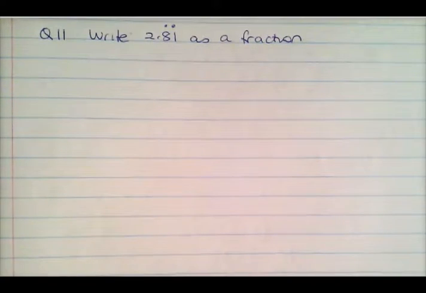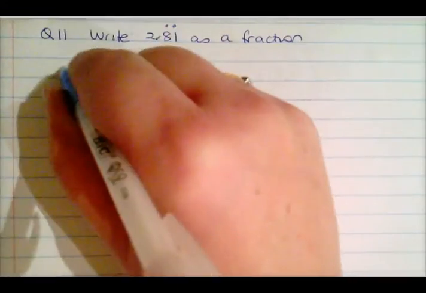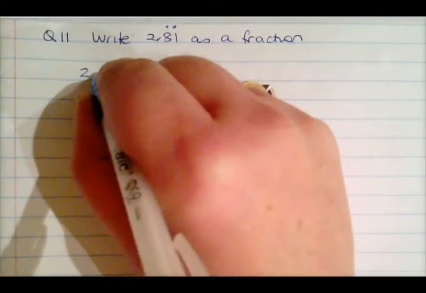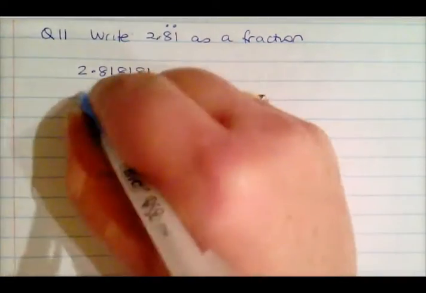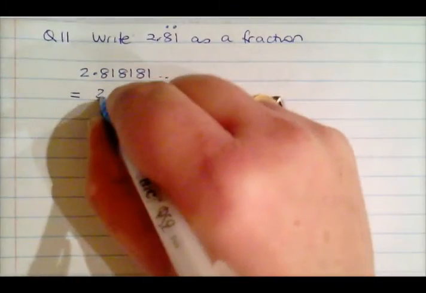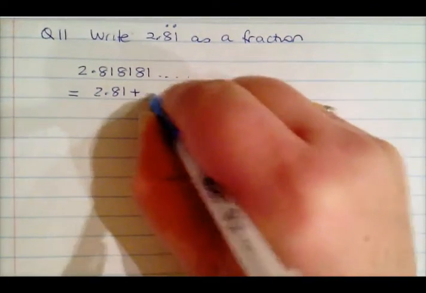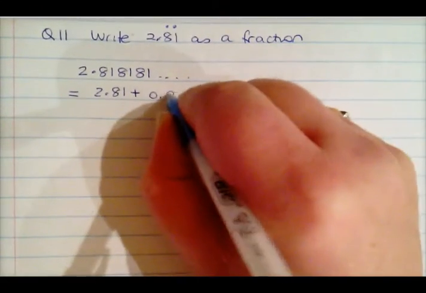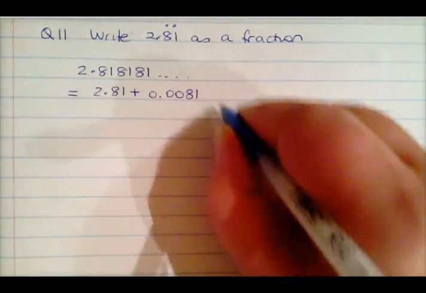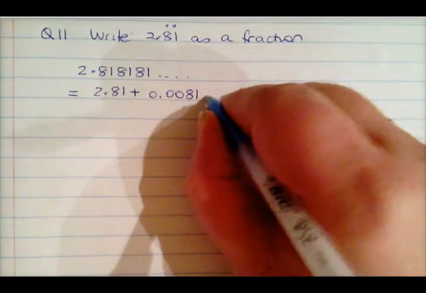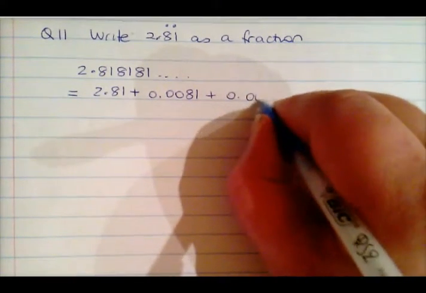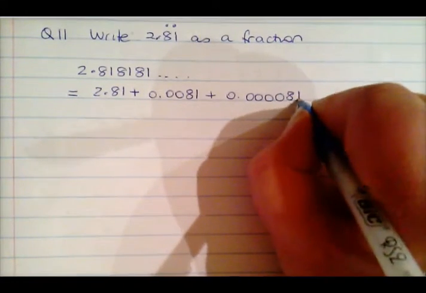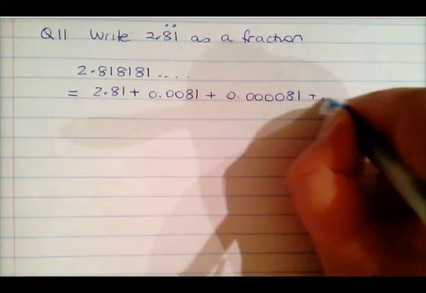Question 11, it says to write 2.81 recurring as a fraction. Now we know that 2.81 recurring is 2.818181, etc., which is 2.81 plus 0.0081 plus 0.000081, etc.